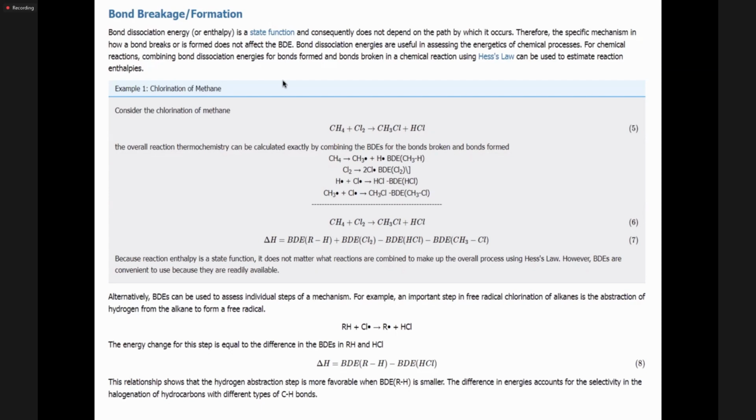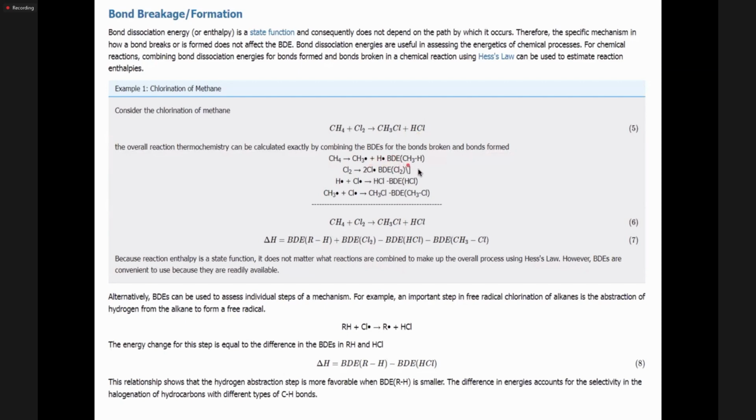So let us take an example of chlorination of methane. This is methane, CH4, and we are chlorinating it with the help of Cl2. The products are methyl chloride, that is CH3Cl, plus HCl, that is hydrogen chloride gas. Now the overall reaction thermochemistry can be calculated exactly by combining all the BDEs for the bonds broken and the bonds formed. We will first see how it happens. From CH4, we have got two products: one is the CH3 dot, another is the H dot.